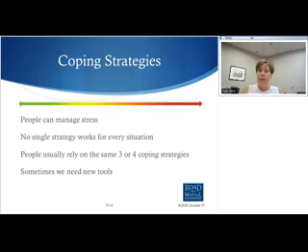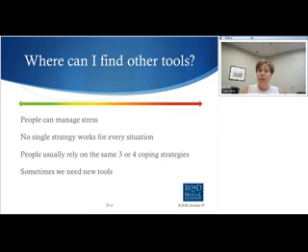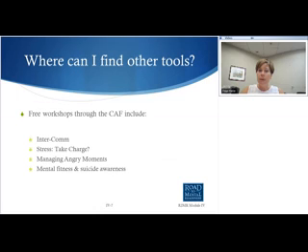Coping strategies is the next slide, and that activity remains the same. What's an example of a negative coping strategy, and what's an example of a positive coping strategy, and basically giving the message that most people succeed most of the time with the stressors that they're faced with, but that sometimes we do need new tools and we need to add tools to our repertoire. So the next slide is, well, where can I find those other tools?